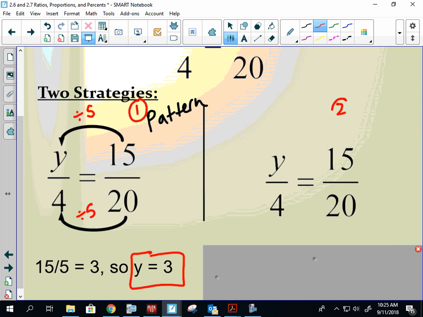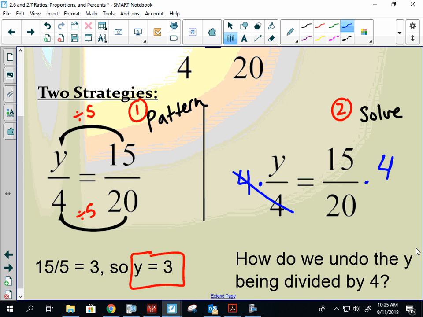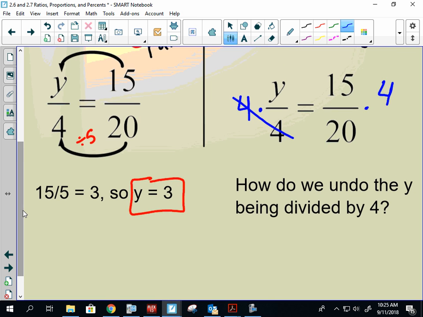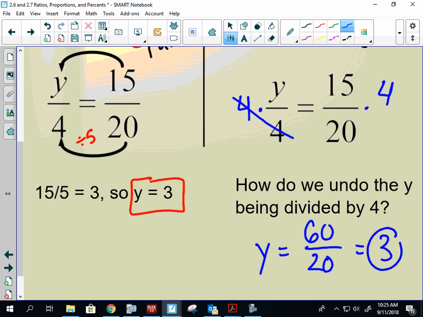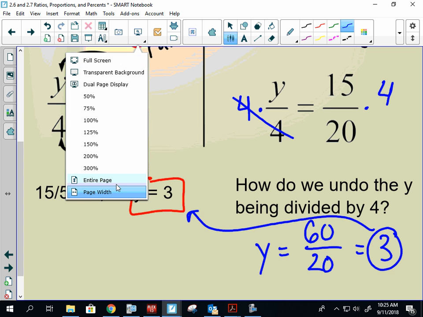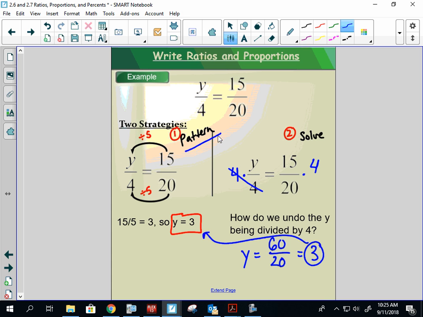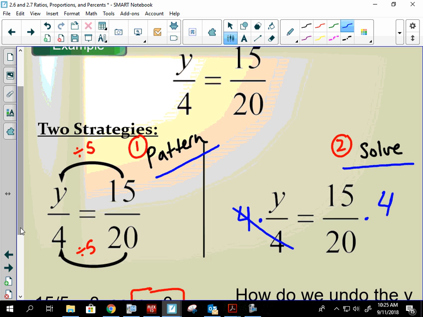Strategy number 2 is to just solve as if it were an equation. Over here I see y is being divided by 4. How do I undo dividing by 4? Well, I simply multiply by 4 on each side. If I multiply by 4, these will cancel out. On the right-hand side, I'm going to get 15 times 4 is equal to 60. I get 60 divided by 20, and I get 3. I get the same answer as I did a second ago. I just did it using a different strategy, which was solve. So 2 strategies so far. I can pick out a pattern, or I can solve. Okay? There's one more strategy that we're going to use, and that is mostly in a case where the variable is going to be on the bottom.